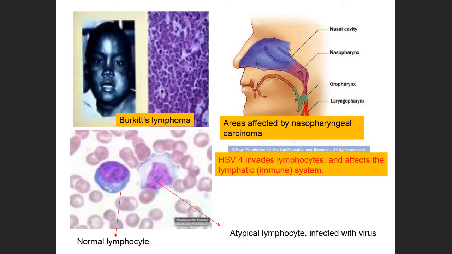So this is a little boy with Burkitt's lymphoma. Again, notice that these are all herpes simplex virus 4, the Epstein-Barr virus, a lymphatic system virus. It attacks the lymphatic system. So it causes lymphoma, nasopharyngeal carcinoma, and Hodgkin's disease, again, is another form of lymphoma. These are the abnormal cells that are created by the virus, and they're called atypical lymphocytes. We see them with these Epstein-Barr virus infections.